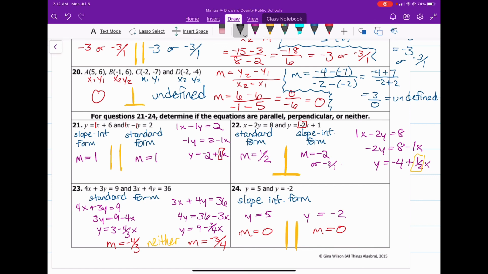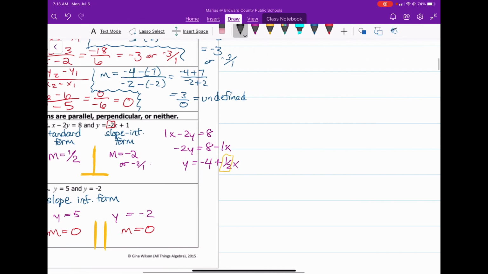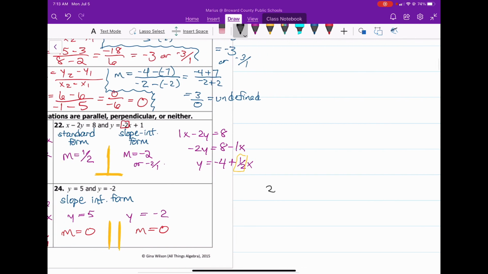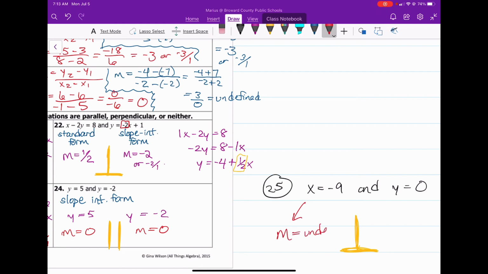And before we wrap this up, I just want to show you something else. Let's say we'll make this number 25. And we had x equals negative 9 and y equals 0. Now, in this case, these will be said to be perpendicular, okay? And the reason for that being, for this equation, x equals negative 9, m is undefined, okay? And for this equation, we already know that m, the slope, is equal to 0. And the 0 slope and the undefined slope are perpendicular, okay?